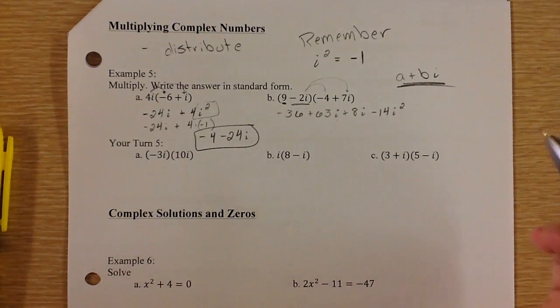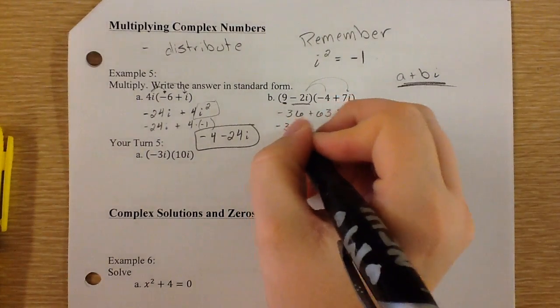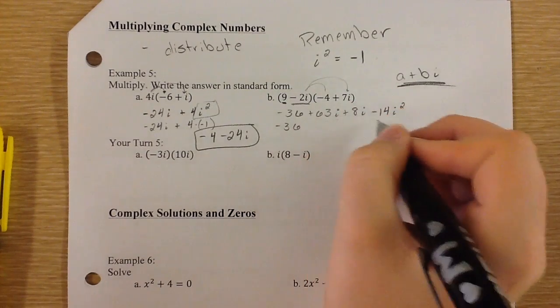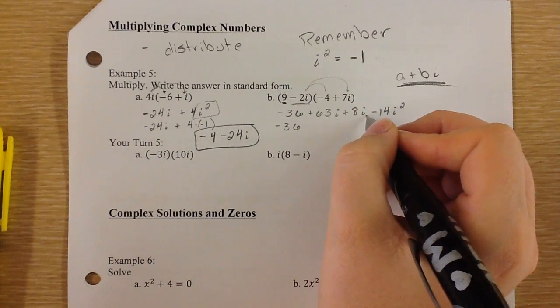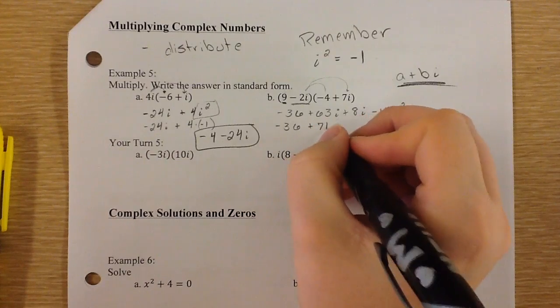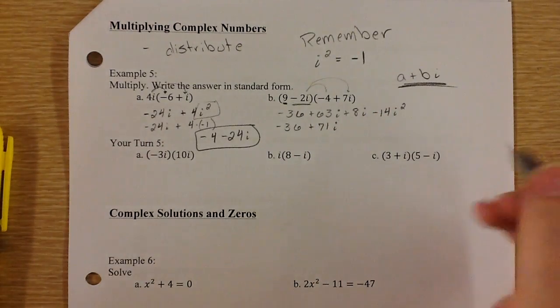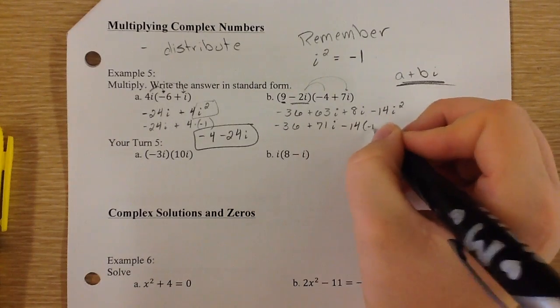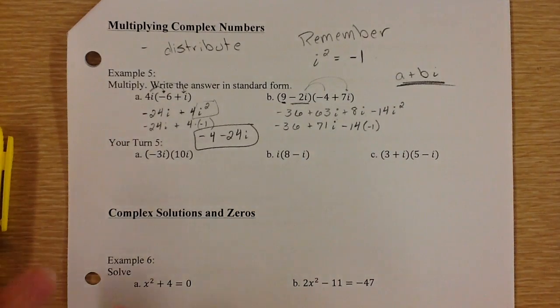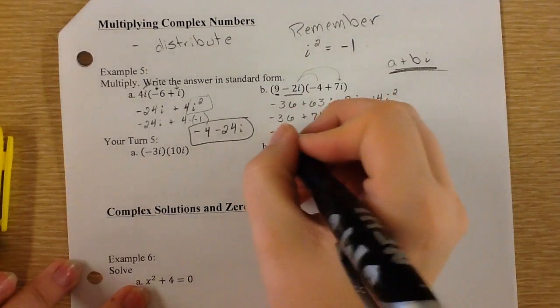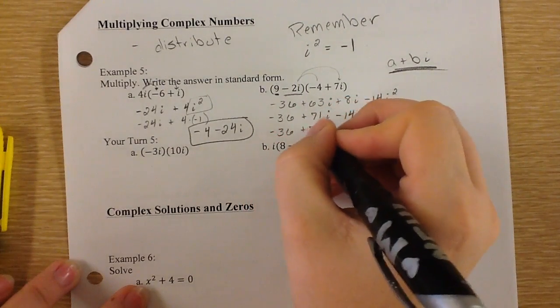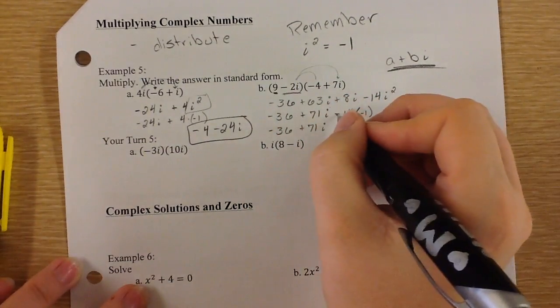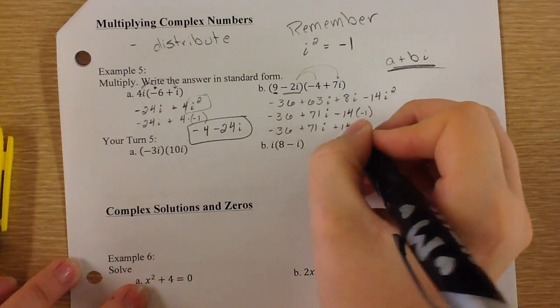Okay, put together like terms. So I have negative 36. 63i plus 8i gives me 71i. And then minus 14, ooh, I have an i squared. That's negative 1. So negative 14 times negative 1 gives me plus 14. So we have negative 36 plus 71i plus 14.